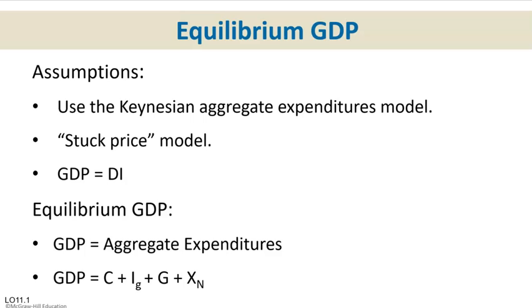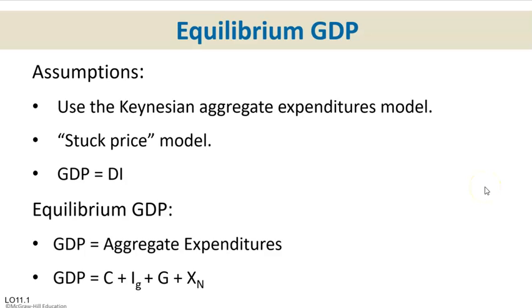And like what we talked about in the last chapter, our GDP is going to be equal to the disposable income in the nation. And when we add in taxes a little bit later on in the chapter, you'll see that that will actually change.